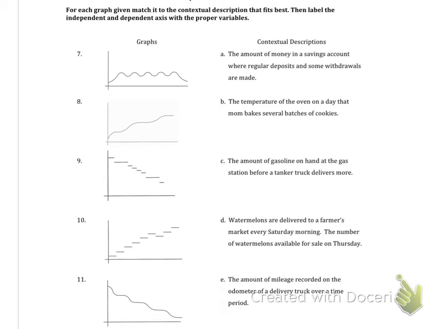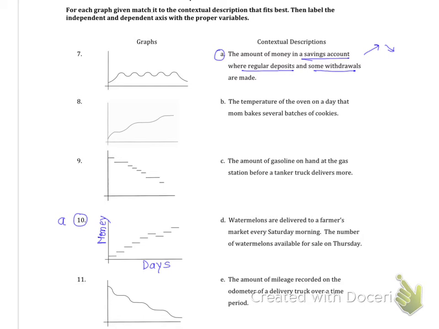So the very first question, it looks like it says description A: amount of money in a savings account with regular deposits and some withdrawals. So it looks like it's going up, but it's going down also sometimes. Some withdrawals, not frequent withdrawals. So when I look at it, I feel like the left-hand side 10 is the appropriate graph for A, and in that case, because it's done over a period of time, that's going to be days here, or months, whatever you want to say. And on the y-axis, because it's about money, it's going to be money here.